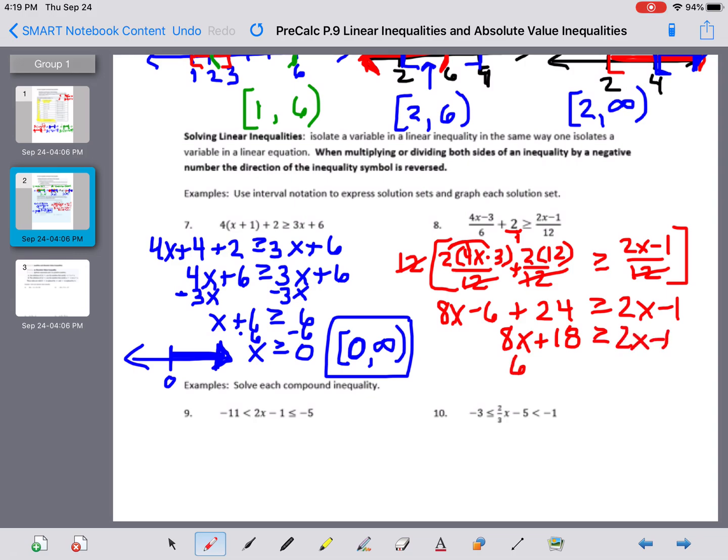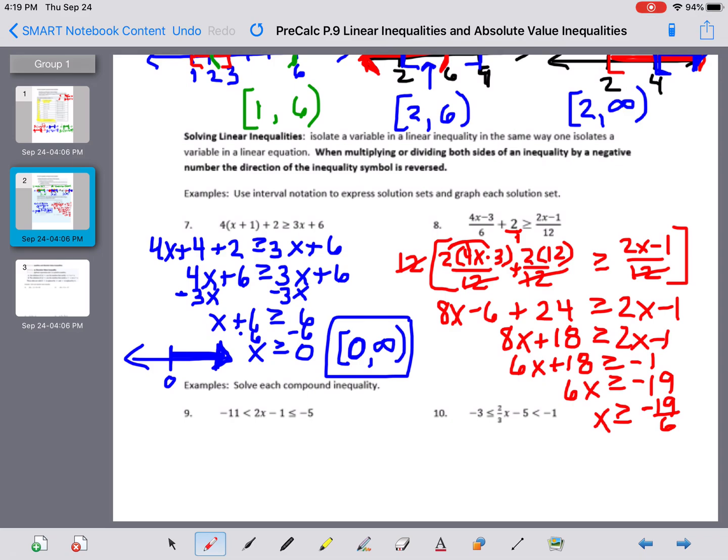Subtract 2x. I don't need to change my inequality sign since I'm subtracting. Subtract 19. And here we thought we were going to get a pretty number, right? Nope, we don't have to get pretty numbers. I'm dividing by a positive 6, so with a positive division, I do not need to move my sign. I'm going to leave it just as a fraction. X is greater than or equal to negative 19/6.